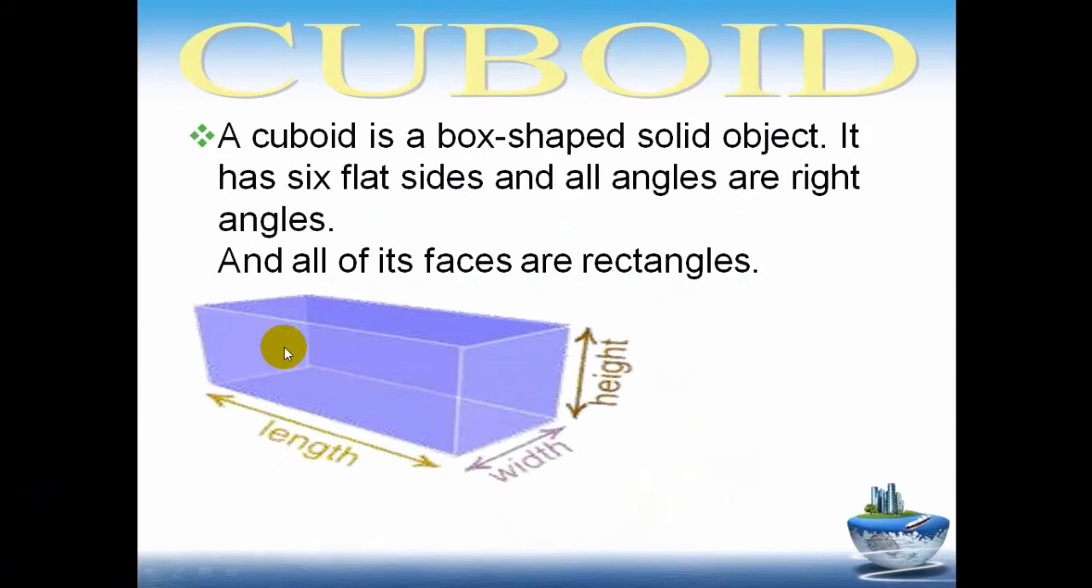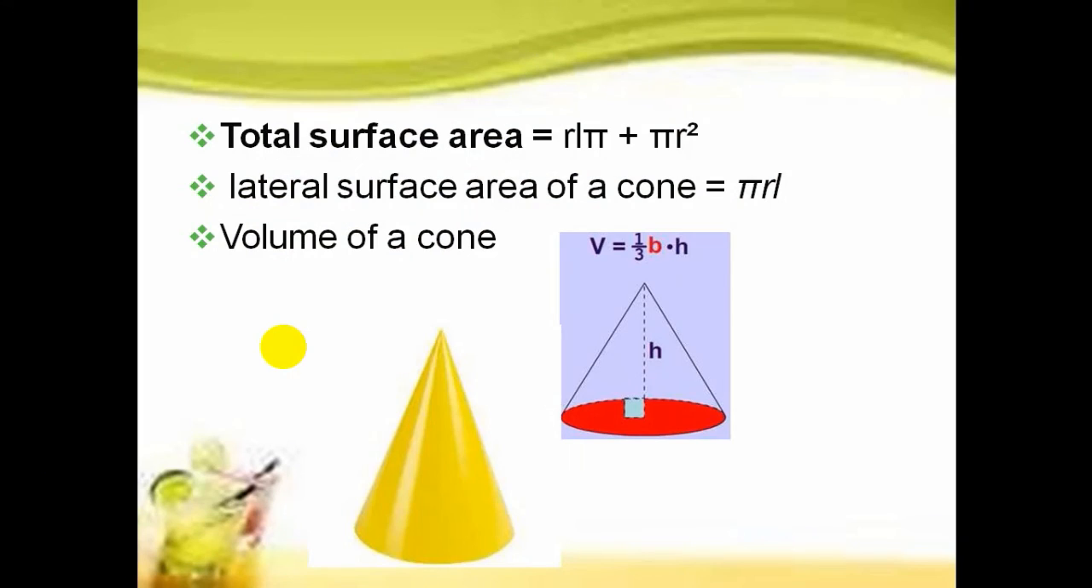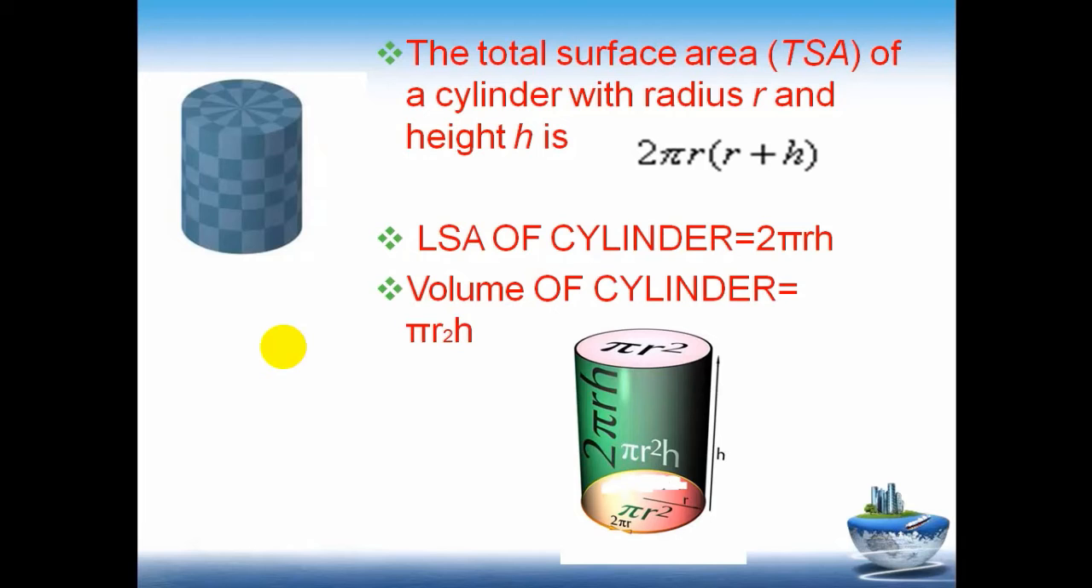So you see over here in this slide that for the cylinder the total surface area is equal to 2 pi r into (r plus h), and the lateral surface area of the cylinder is 2 pi r h, and the volume of the cylinder is equal to pi r squared h. So these three formulas are very important for the cylinder, which is a three-dimensional shape.